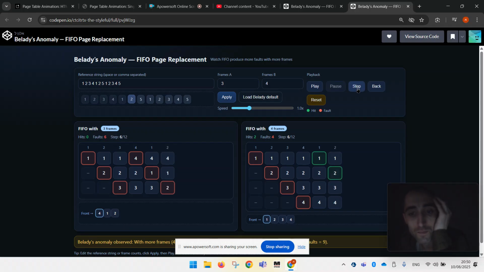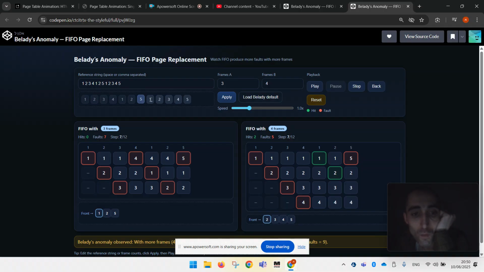Let's continue. Again, the next one is 2. Here again a fault because this was wiped out. Here we get a hit. Again, more faults in the 3 frames, as we may anticipate. We continue. Now we'll get a 5. 5 will get a fault in both of them because it's not in the memory. So here we replace 4, and here we replace 1.